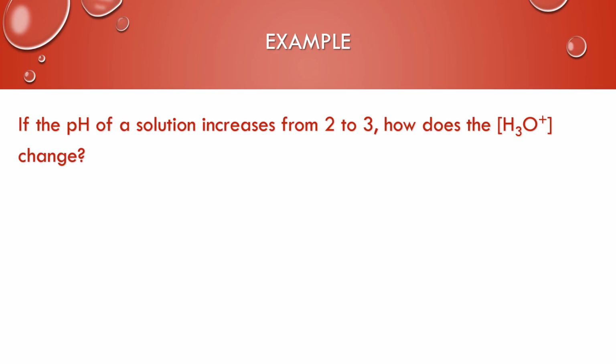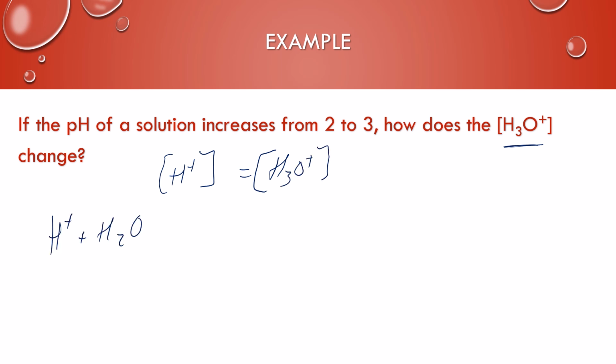Okay, so let's do a few example questions. If the pH of the solution increases from 2 to 3, how does the H3O plus concentration change? Let's talk about this for a second. A lot of times you'll see hydrogen ions used the same way as hydronium ion concentrations. That's because when you have hydrogen ions in water, it forms H3O plus. Now, pretty much every time you see hydrogen ions, they're in water. So they're going to be attached to a water molecule and make hydronium.